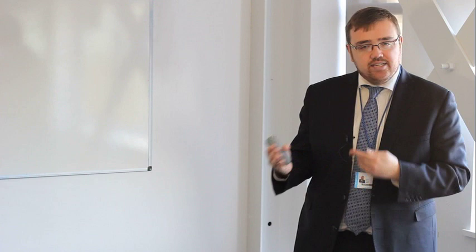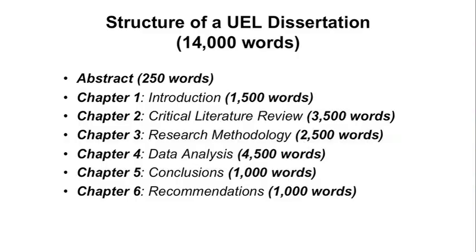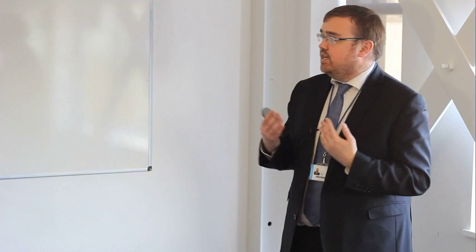The second chapter really forms the theoretical grounding for the dissertation, which is the literature review. Okay, so that comprises roughly 3,500 words, and the introduction chapter 1,500. The research methodology chapter is roughly 2,500 words, and it gives us an overview of the research methods that are employed, the philosophy guiding the research questions, the approach, data collection and analysis, and how data was interpreted, and the trustworthiness, reliability, and ethics associated with that process.